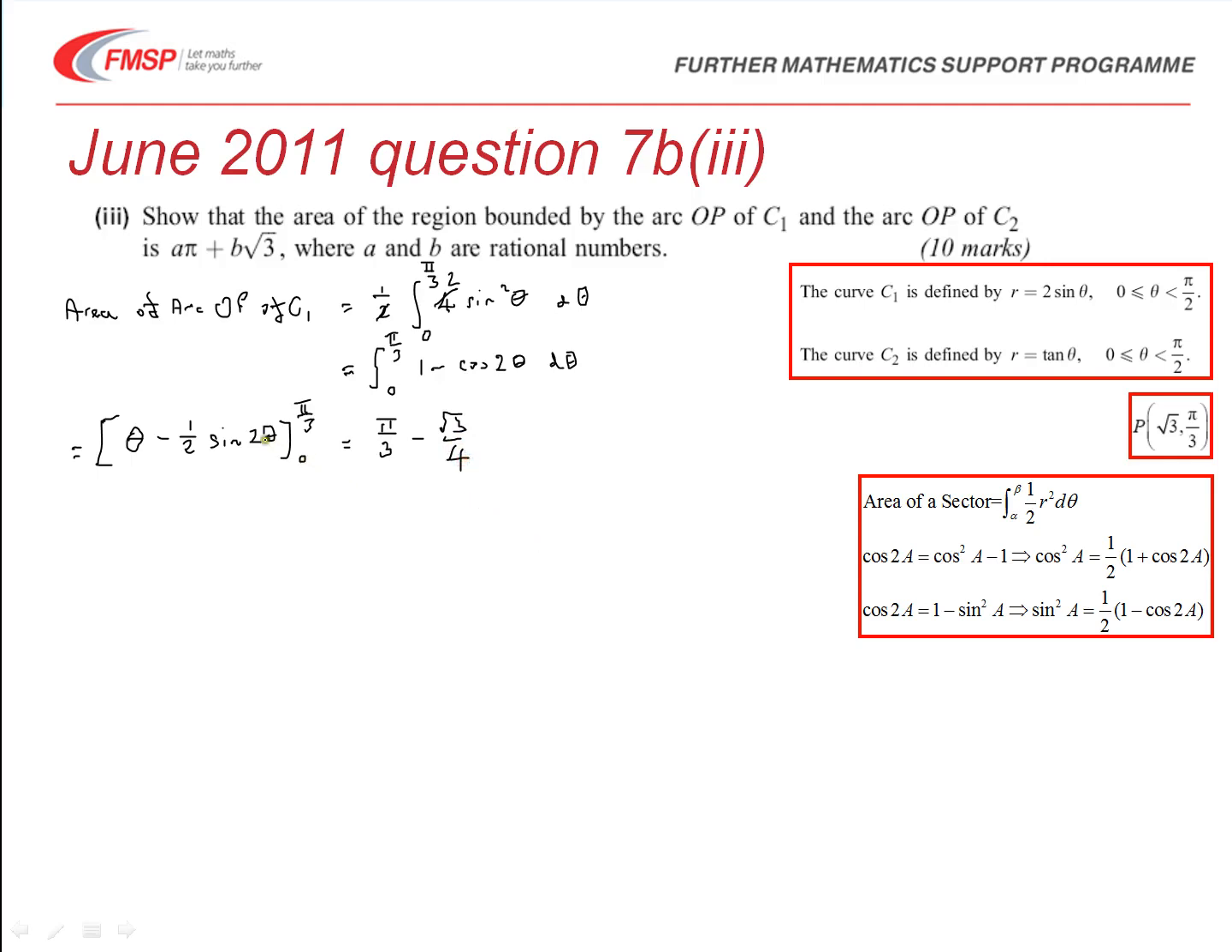When we substitute 0 in, we're just going to get 0 minus half the sine of 0, which is also 0, so it's just 0. So this is the value of our first area.